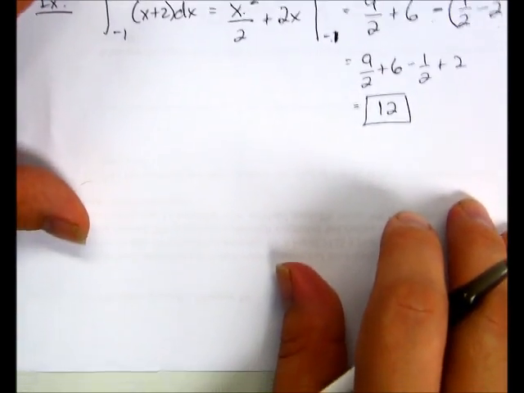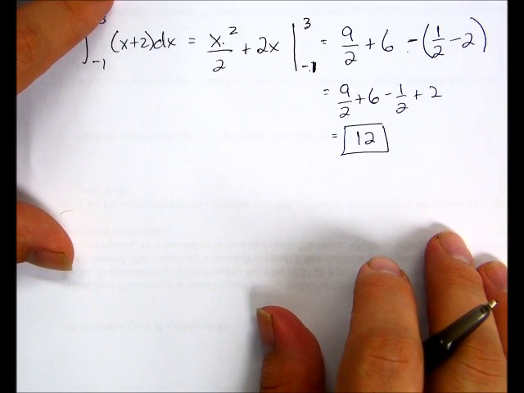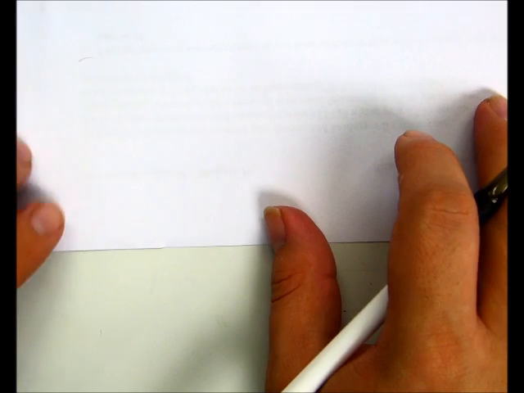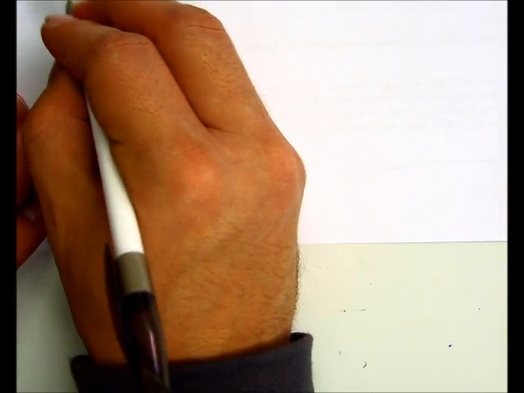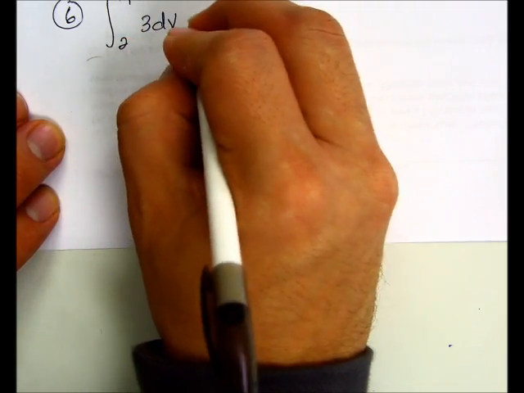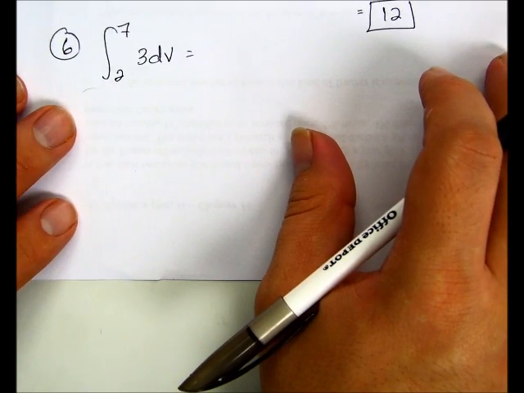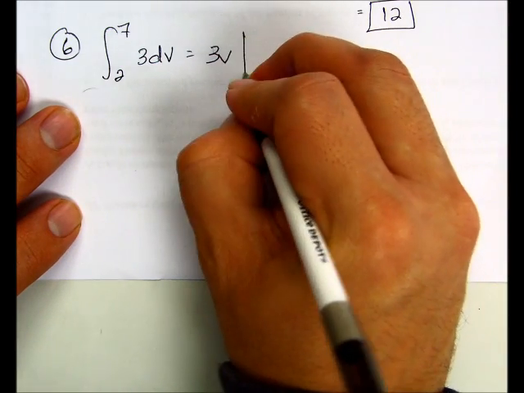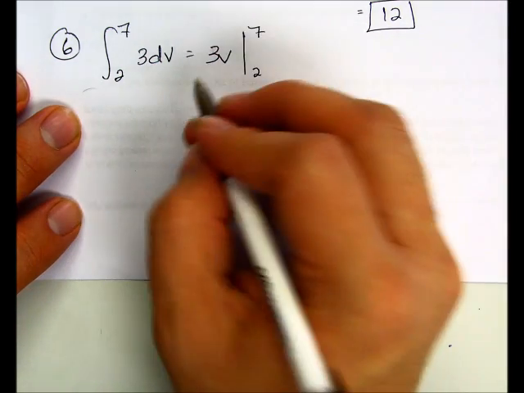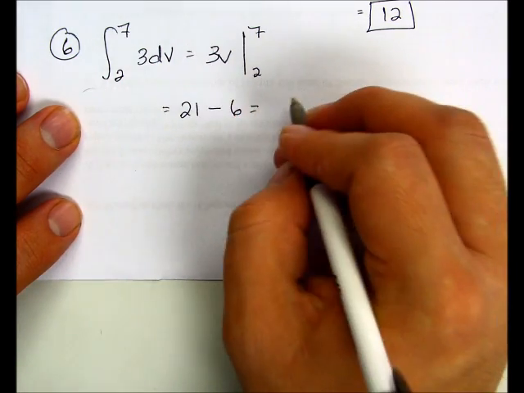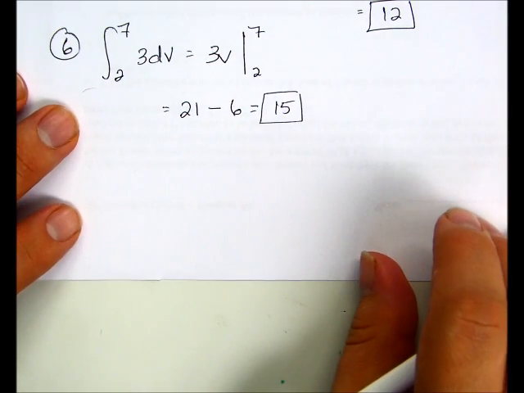So the next two problems are going to be from the homework. I'm going to do number 6 and 8. So if you want, you can pause this video right now, try your homework, and then I'm going to give you the even solutions here. So number 6 from the homework is the integral from 2 to 7 of 3 dv. So we're going to take the antiderivative, which is 3v, and evaluate that from 2 to 7. So we get 21 minus 6, and that is 15, piece of cake.